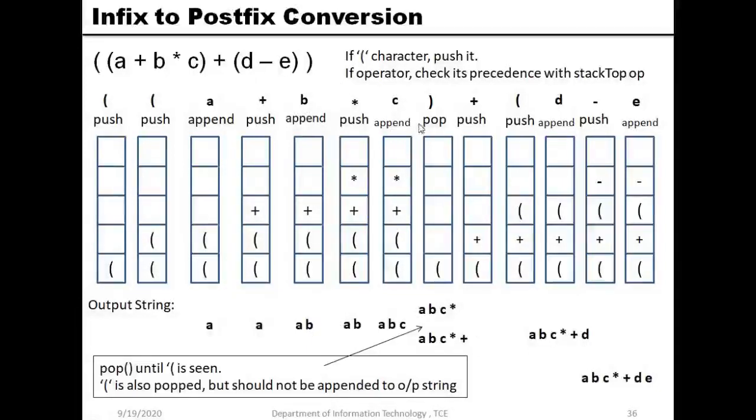Then comes this plus character, it has to be pushed. Then comes the opening parenthesis, so it has to be pushed like this. Then comes the operand D, it has to be added to the output string. Then comes the minus operator, it has to be pushed. Then comes the E operand, it has to be appended to the output string.